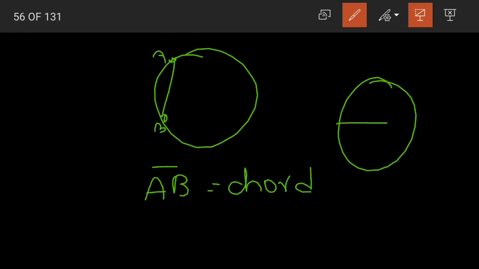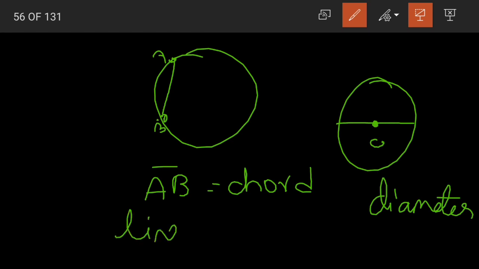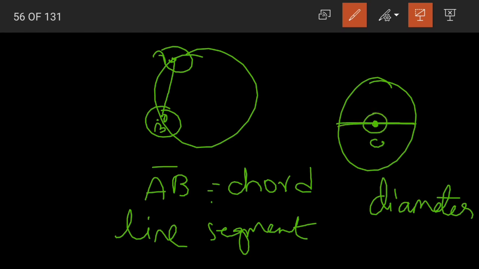Now if the same chord is passing through the center of our circle, it is called as a diameter. Is this clear, children? A chord is nothing but a line segment that is joining 2 points on the circle. Now if the same chord is passing through the center of the circle, it is called as the diameter of the circle.